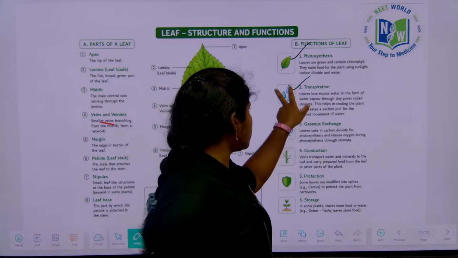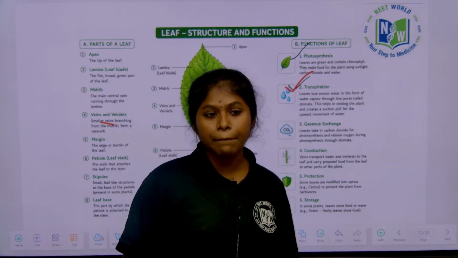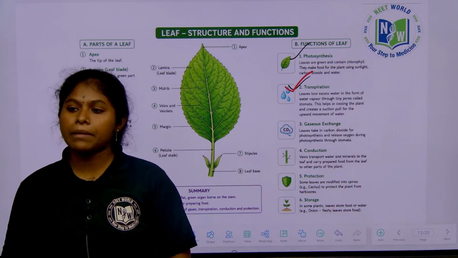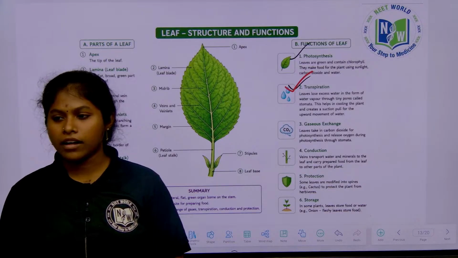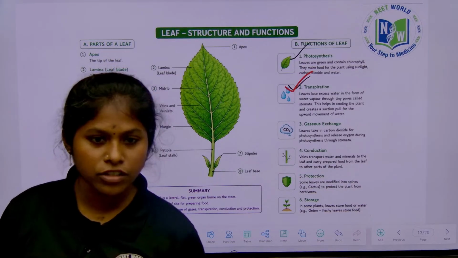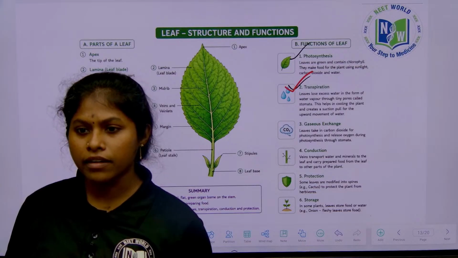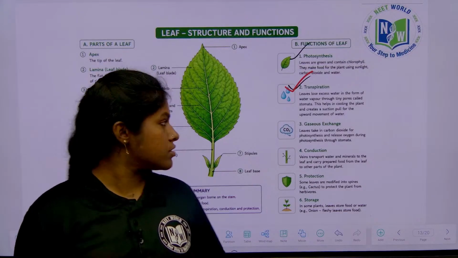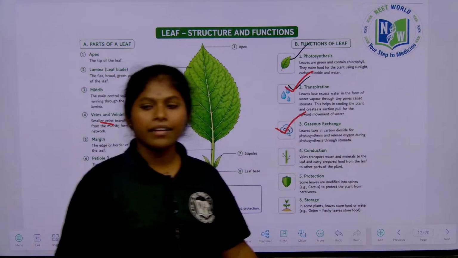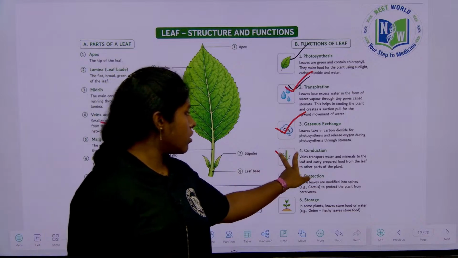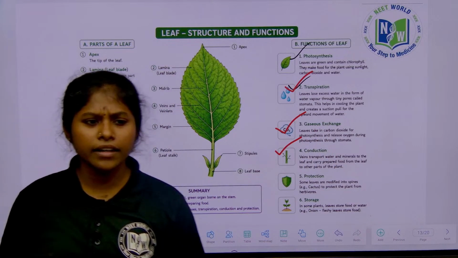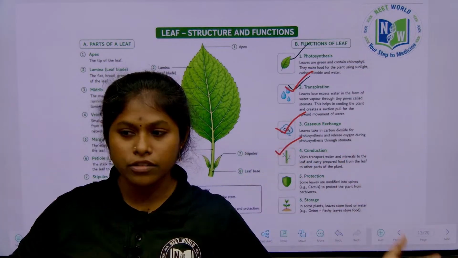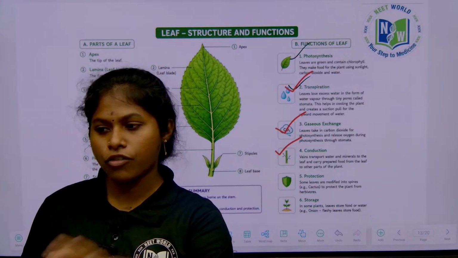From which part is the transpiration happening? In leaves, from which part is the loss of water happening? Through stomata. The main function of stomata is gaseous exchange, and it is also for transpiration. The next one is gaseous exchange and also conduction. We know that the root conducts water and minerals, and the stem transports that water and minerals to all parts of the leaves. Okay, it helps the photosynthesis process.